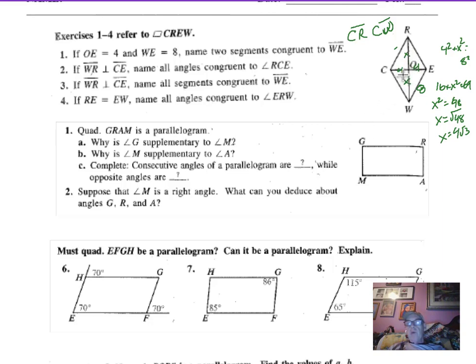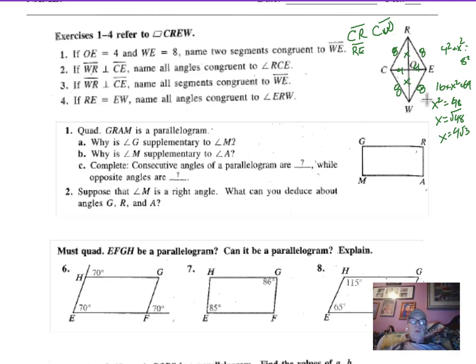And using the Pythagorean theorem, if this is 4 root 3, if we do a squared plus b squared is c squared, that causes this to come back and be an 8. And same thing going this way is going to be an 8. And going this way is going to be an 8. So name two segments congruent to WE. We've got our choices. CW, RC, RE are all going to be congruent. So I'll just put RE in. It really could be any of those that make up the size of the figure.